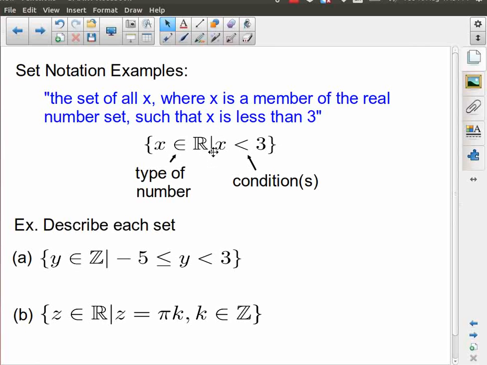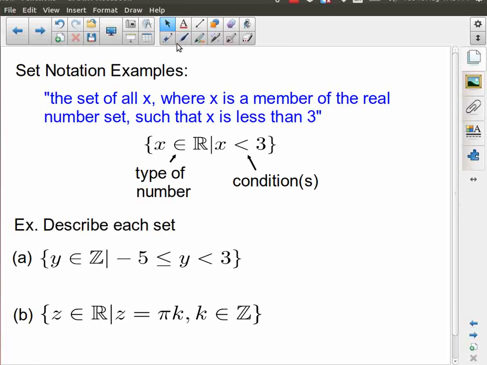Vertical line here, such that this is essentially now going to tell me what are the conditions under which x is defined. So it's not saying x is, if I just had this part just by itself, that would be saying x is a real number. Such that is saying that now there are some conditions that also have to apply. And in this case, fairly simple, x is any number less than 3 that also satisfies the type of number that it is, which in this case is a real number.